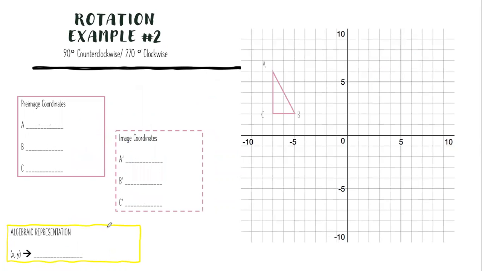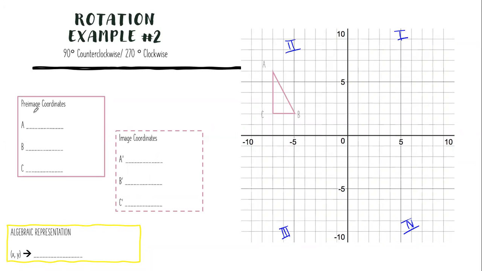Okay, 2 more examples. So this is example number 2. We're gonna go 90 degrees counterclockwise. Perfect. Now we're gonna be in quadrant 3. So let me label my quadrants again just for my recording. So this time, when I rotate it, it's gonna end up in quadrant 3 because I'm going 90 degrees counterclockwise. So I'm going to the left.